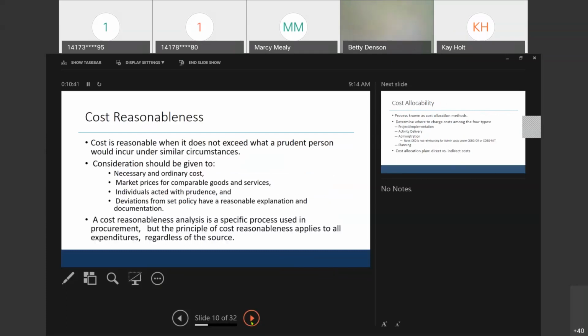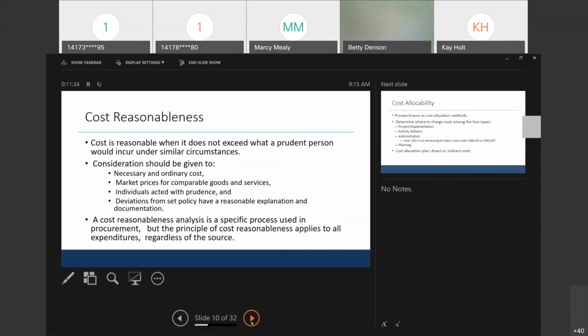So to define cost reasonableness, we want to basically measure that it's something that you would pay for, or that the cost involved does not exceed what a prudent person would incur under similar circumstances. So the considerations are that it's a necessary and ordinary cost, that you can do a cost analysis to show that it's comparable to market prices for goods and services comparable to what you need to procure to make your project move forward, and that you have reasonable explanation and documentation if there's a deviation from that comparable market price.